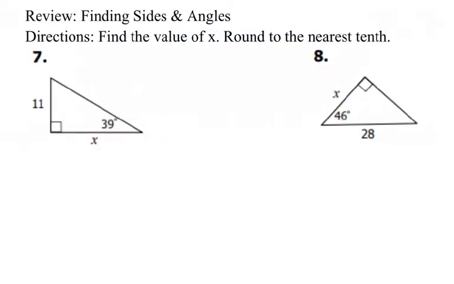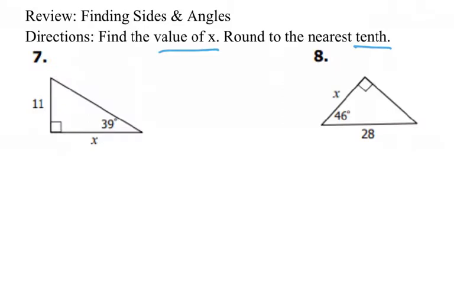So now what we're going to do is review finding sides and angles all together. So what we did today and what we did the previous day. It gets a little confusing and you just have to look at the picture and try to figure out what you're actually looking for. So we're going to find the value of x and round to the nearest tenth.